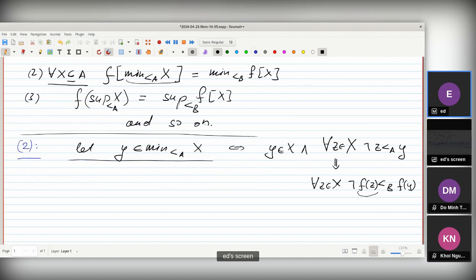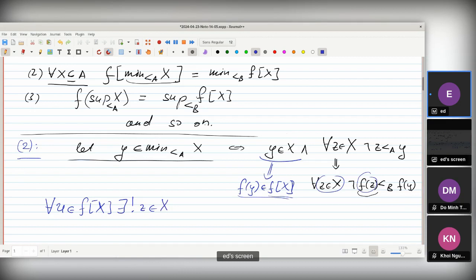And on the other hand, of course, from here we know that F of y belongs to the image of X. So it belongs to this image, but still there is no element of this form which is less than F of y in this set. But we can see that every u that belongs to the image of X, for every such u, there exists a unique z in X, such that u is F of z.